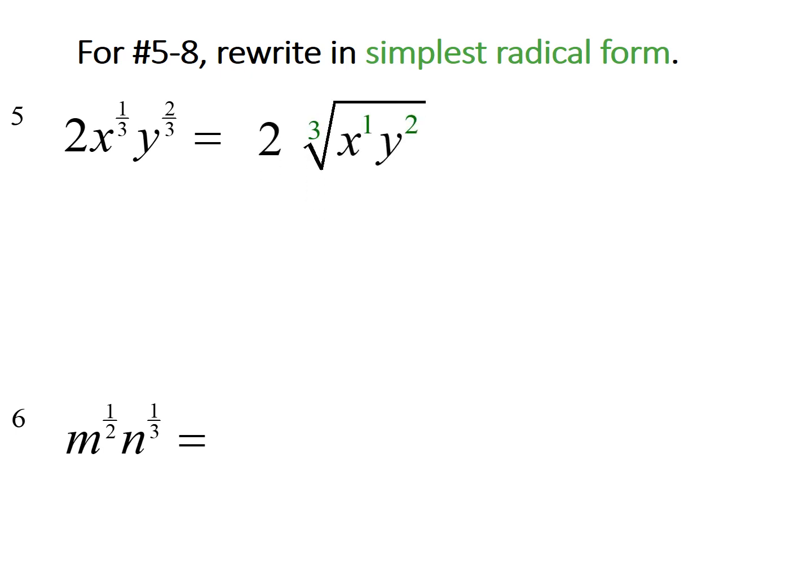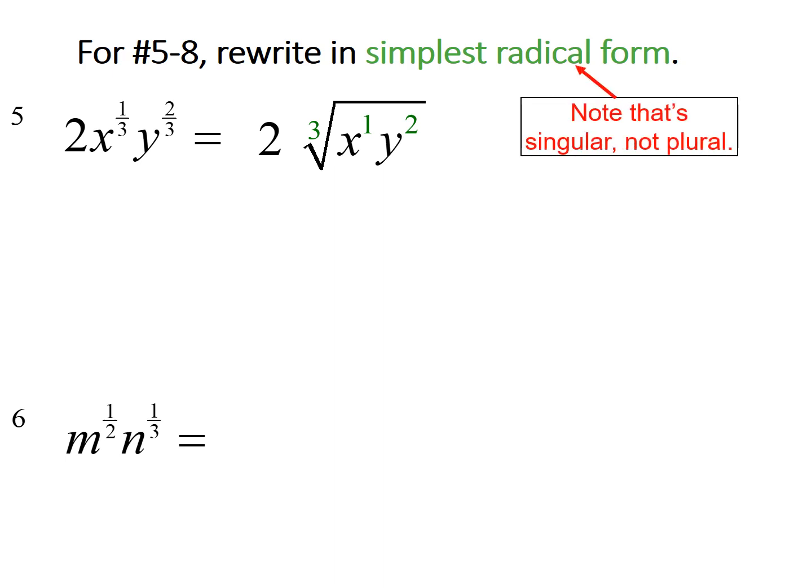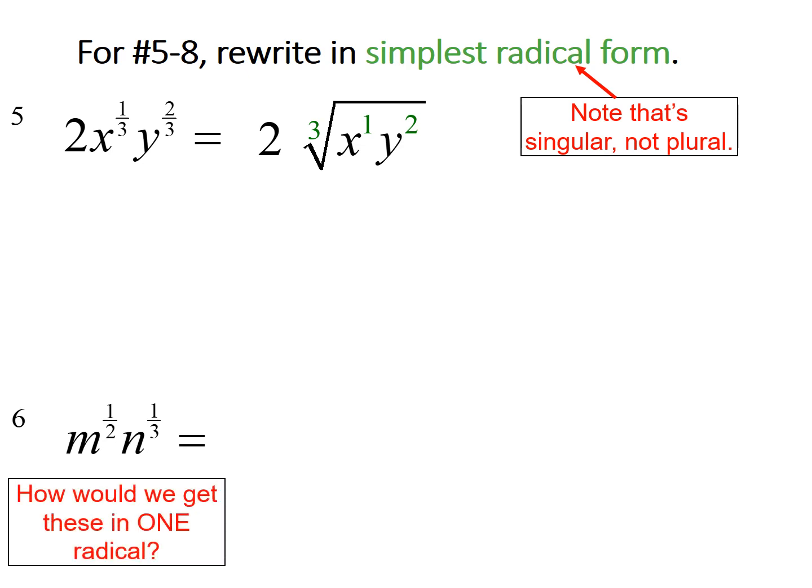Simplest radical form. So it's telling us how to write it. We start off in rational form because everything is a ratio. Do take note that 2 is not to any power, so it is outside the radical. X is a cube root, so it's inside. And y squared, cube root, that's on the inside. Can we do anything else to this? No. Also note that it's singular, not plural, so you're not going to be able to give me 2 radicals. There we go.